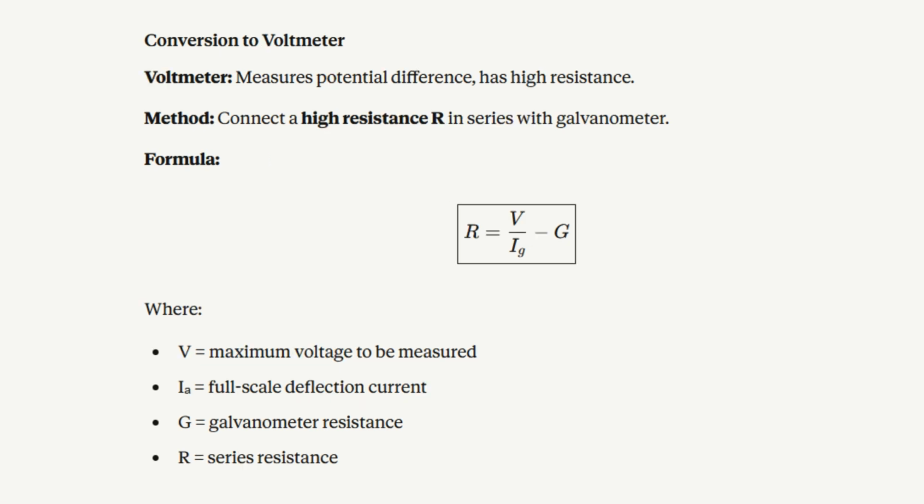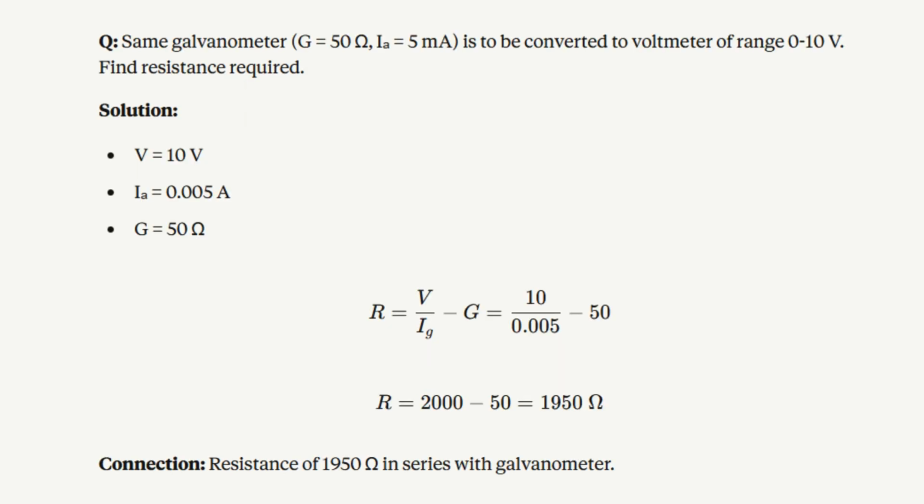A galvanometer can be converted to voltmeter. The purpose is to measure larger voltages. The method is to connect a high resistance resistor R in series with the galvanometer. The formula for the high resistance resistor is given. Let's do a problem. A galvanometer is converted to voltmeter. We have to find the resistance required. From the given values and using the formula, the resistance required to convert galvanometer to voltmeter is calculated to be 1950 ohm.